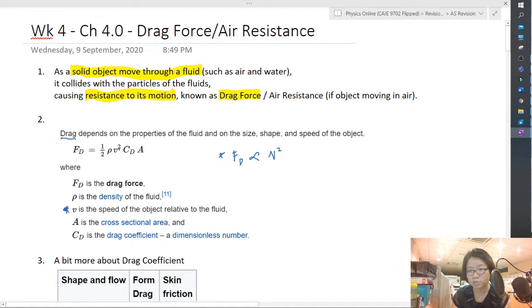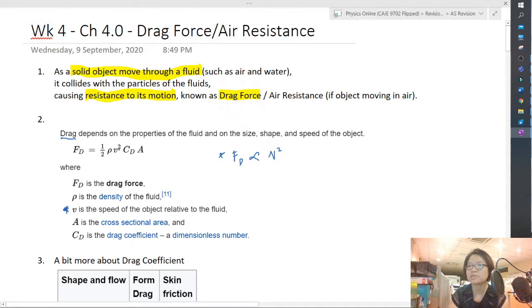So the faster the object is moving, the faster you are running on the field, you will feel that the air is pushing you back more and more. Or let's say your car is driving very fast on the highway and you open the window and stick your hand out. Wow, you feel the air, feel the drag, dragging you back.